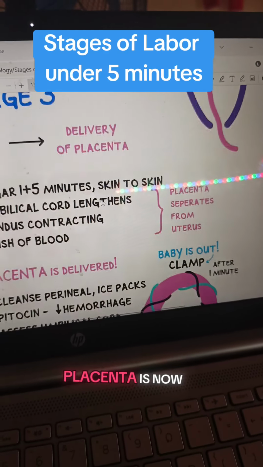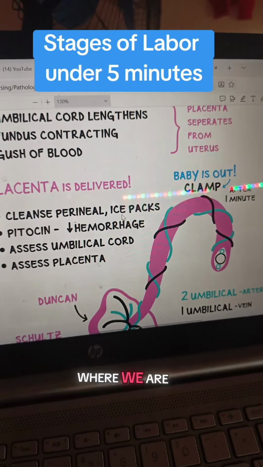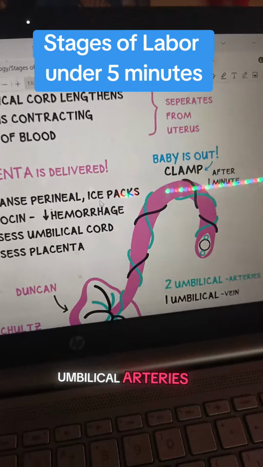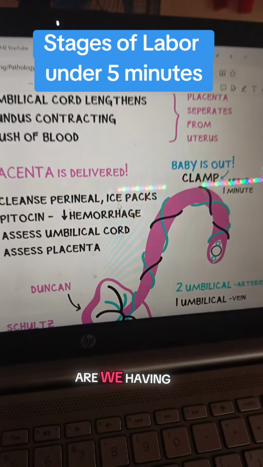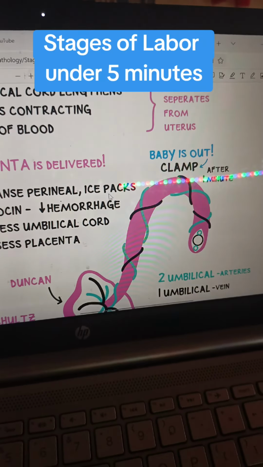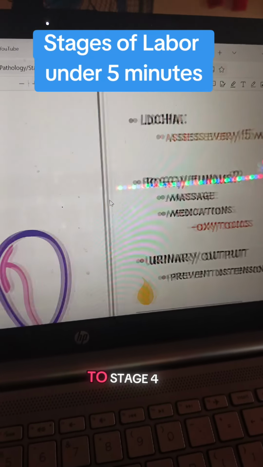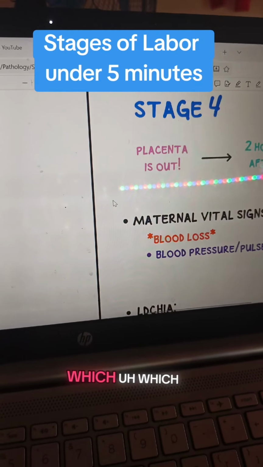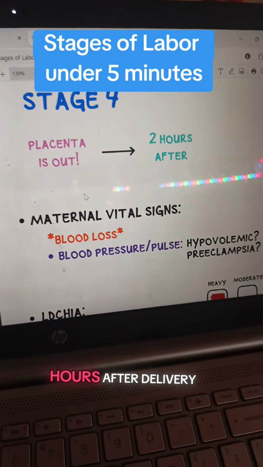So once the placenta is now delivered, we can do the assessment of the placenta, where we are checking if the placenta has two umbilical arteries and one umbilical vein. And also we can look at the lobes. Are we having any missing lobes? So after that, we now go to stage four, which is now once the placenta is out, up to 2 hours after delivery.